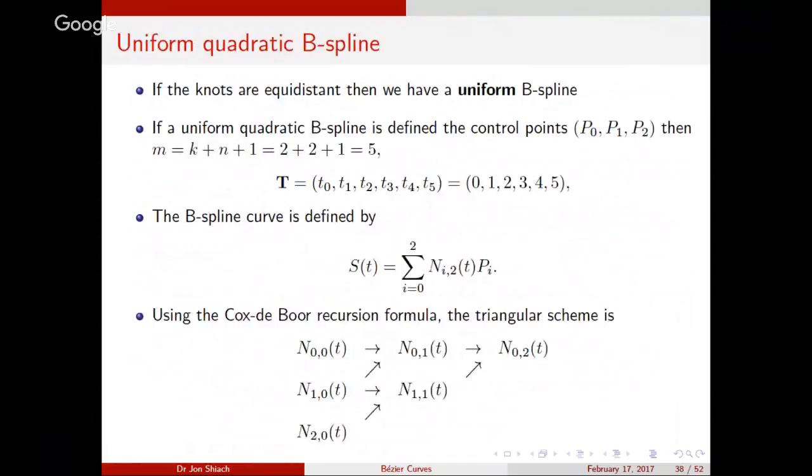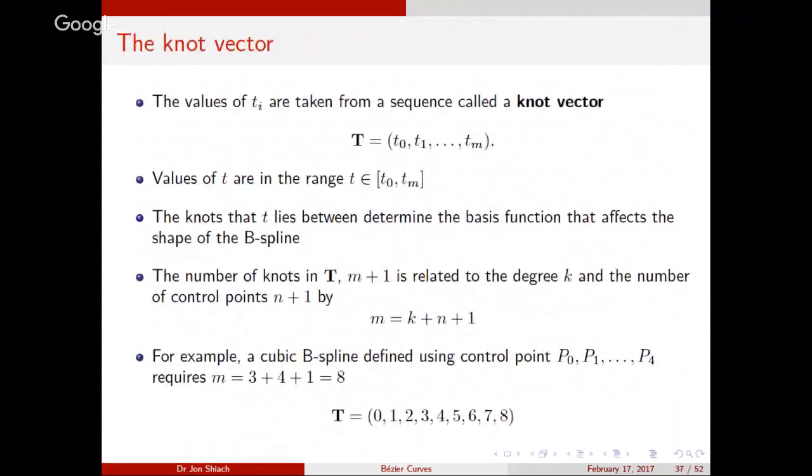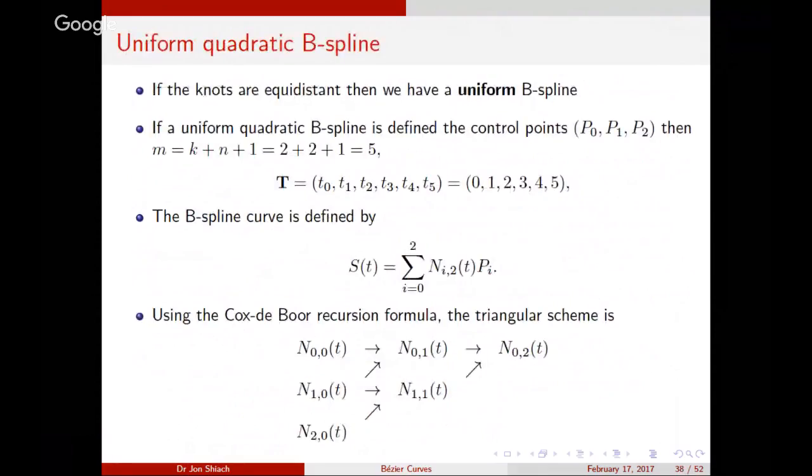So let's have a look at a quadratic B-spline. A uniform B-spline means the knots are equidistant. So, for example, here, each one is one more than the last. So a uniform quadratic B-spline, let's say it's defined by those 3 control points. If I calculate how many knots I need, m is 5, so I need 6 knots in total. This m is the subscript of the last knot. So that's got subscript 0, that's got subscript 5. So I need 6 knots in total, so therefore those are my 6 numbers.